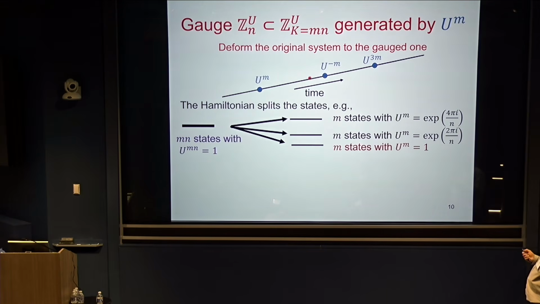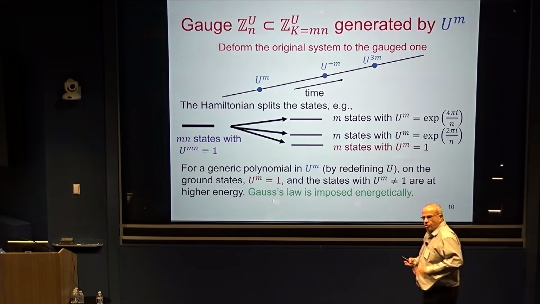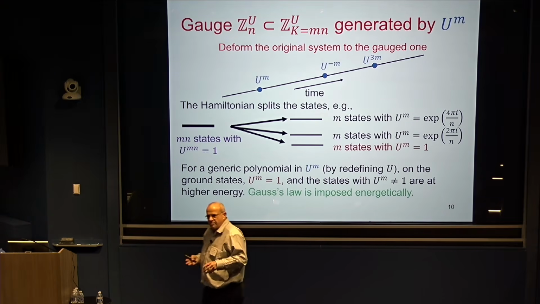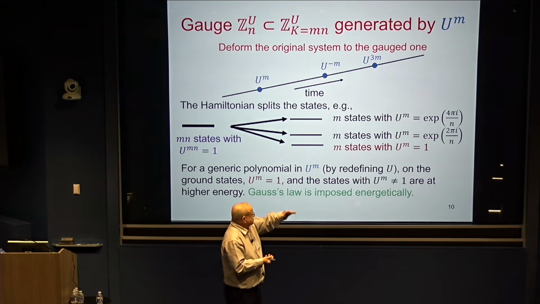So we had k states. Now that we perturb by a polynomial in u to the m, the Hilbert space splits. And we have m states with u to the m equals 1, but then we have m states with u to the m with another phase, and m states with yet another phase. So let's see how this compares with the two rules of gauging I had before. So for a generic polynomial, the ground state has this u to the m, and the other states have a higher energy. So what we did here was to impose Gauss' law energetically. So Gauss' law is not imposed as a projection operator, but instead we have a potential such that the states that satisfy Gauss' law have low energy, and the other states are at higher energy.